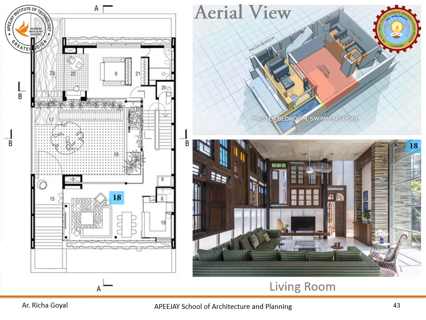At the other side, we have the master bedroom. Again, the light and the overlooking courtyard provides us with the ventilation. And here we have a cupboard. And here we have a swimming pool.